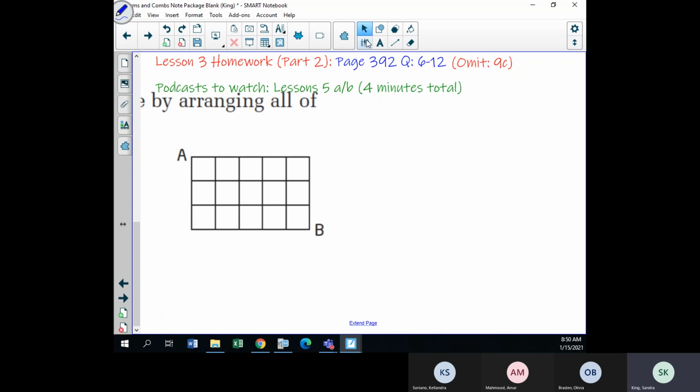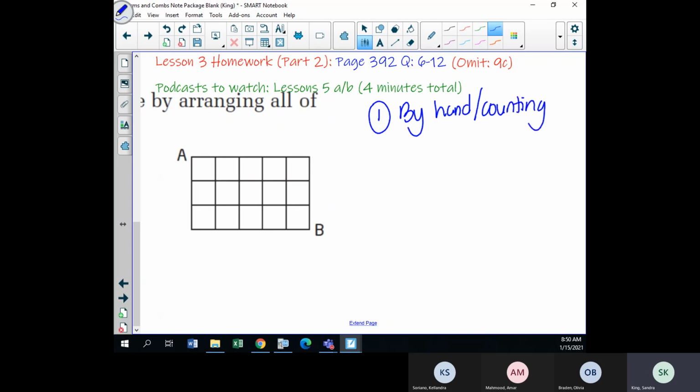Okay, so the first method is by hand, and we're counting. So what you want to do is put little ones along the top and the left-hand side at each little hatch mark. So you'd say 1, 1, 1, 1, 1. Then you're going to do the same thing going down the left. So 1, 1, 1. How many ways can you get to this point here? Well, there's 2 ways. I could go this way or I could go this way.